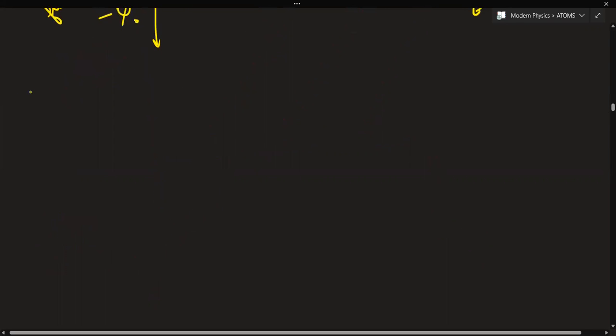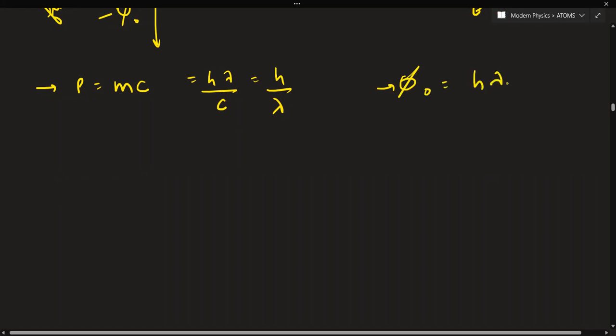Momentum of photon is what? P is equal to mv. Now see, photons move with the speed of light. So instead of v, you can write mc, which can again be written as h nu by c or h divided by lambda. Apart from this, work function, you should remember, work function is what? Work function is equal to h nu naught, where this is the threshold frequency.